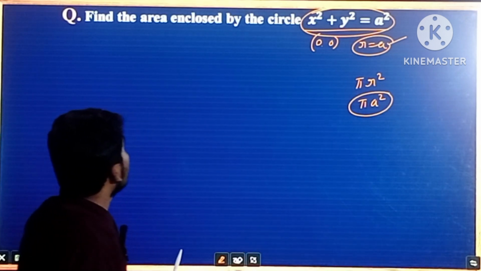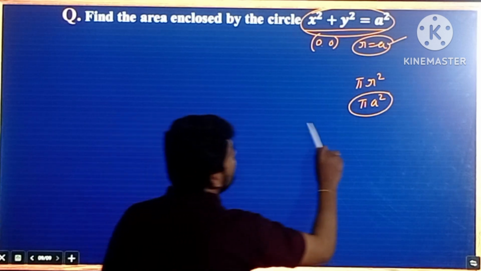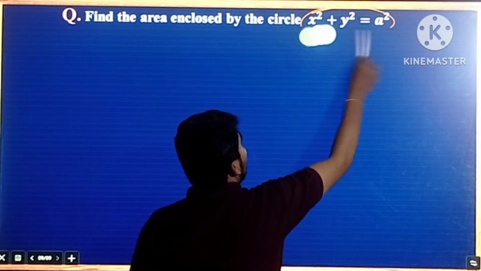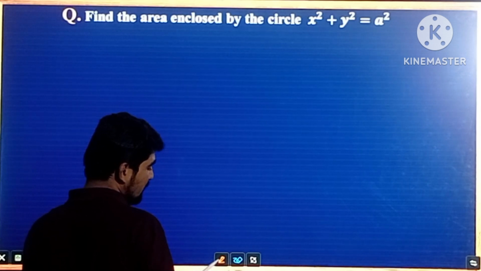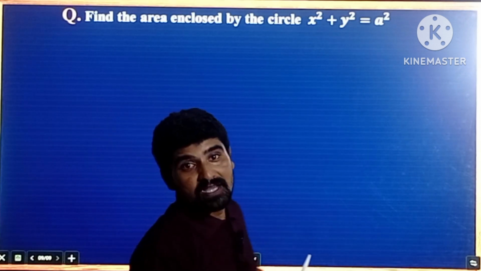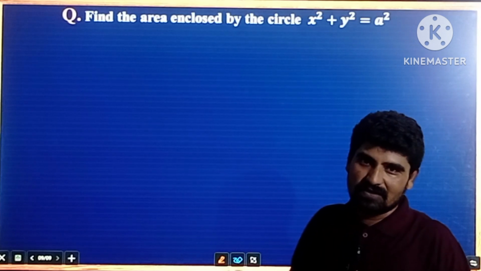So here we calculate this area of the circle using integration. So when we are solving or when we are finding the area of curves, the first step is we need to draw the rough figures.